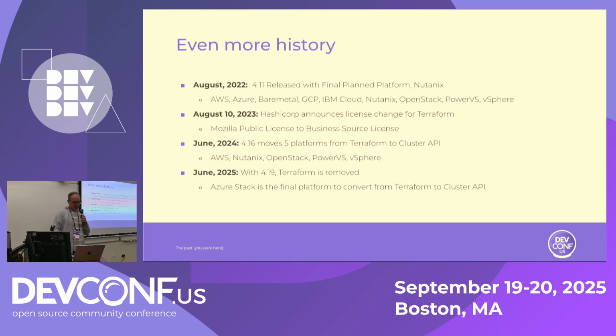In 4.16, we moved 5 platforms from using Terraform to Cluster API. It's AWS, Nutanix, OpenStack, PowerVS, and vSphere, all in that first release using Cluster API. And then just a few months ago, with 4.19, we finished the complete removal of Terraform and replaced it with Cluster API.